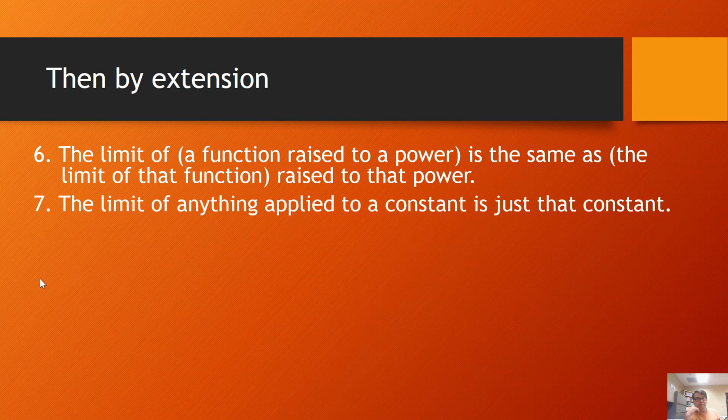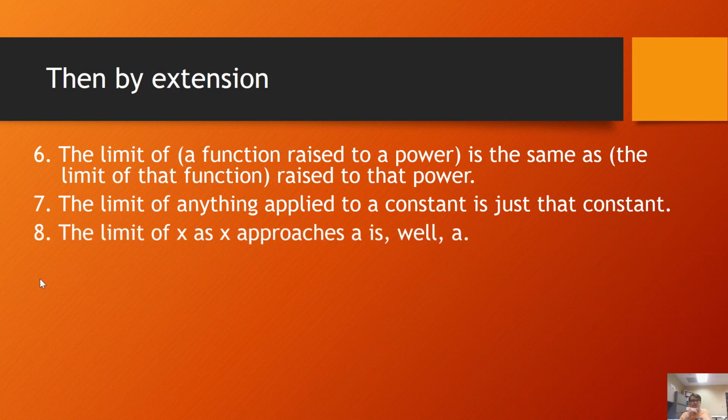The next two are pretty simple. The limit of a constant is just the constant. I mean, that's what a constant is. A constant doesn't change. It's a number, like 7. The limit as x approaches infinity of 7 is 7, because it doesn't have anything to do with what's going on with x. It's just a number. So the limit of any constant is that constant.